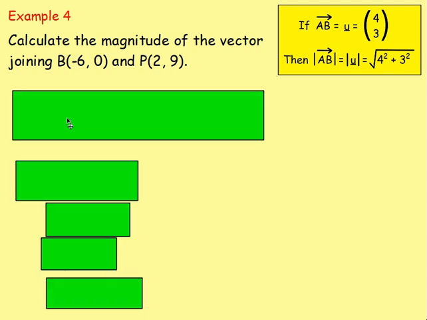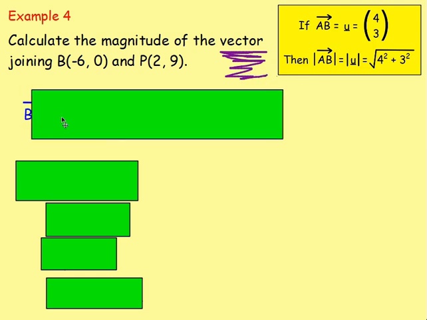Example 4. Calculate the magnitude of the vector joining B, negative 6, 0, and P, 2, 9. So, how would you start this one off? Yes, similarly, you want to work out what the vector would be. It's asking you to calculate the magnitude of the vector, so we need the vector. So let's just get the vector BP. We could also work out PB. It doesn't really matter, we're just wanting the vector that joins those two points.